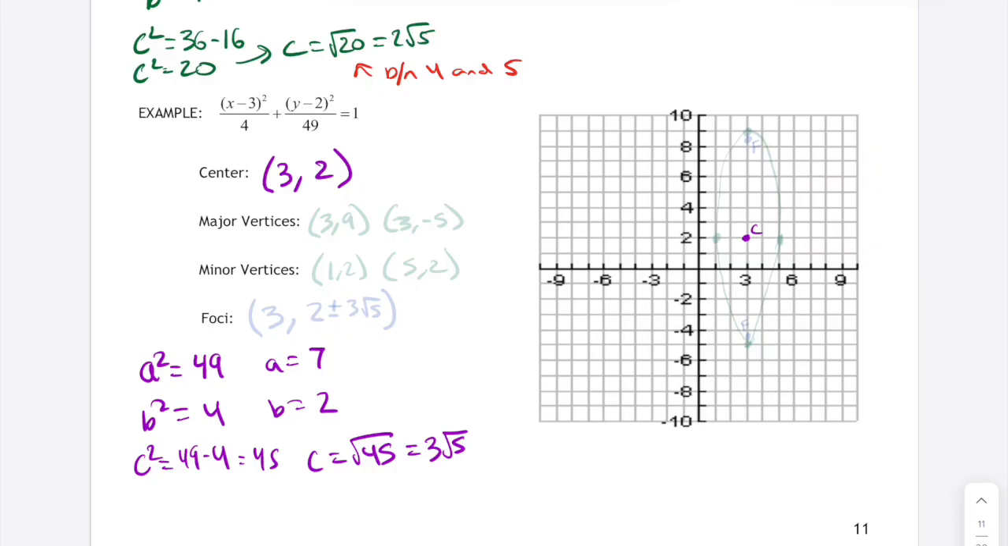Up and down, because 49 is under y. So I'm going to go up 7 to 9. So there's 1. Now I can't do the plus or minus thing though. 9 comma 3. That doesn't seem right, because I'm writing that wrong. What is it? 3 comma 9. And then go down 7. 2, 4, 6, 7 to 3 comma negative 5.